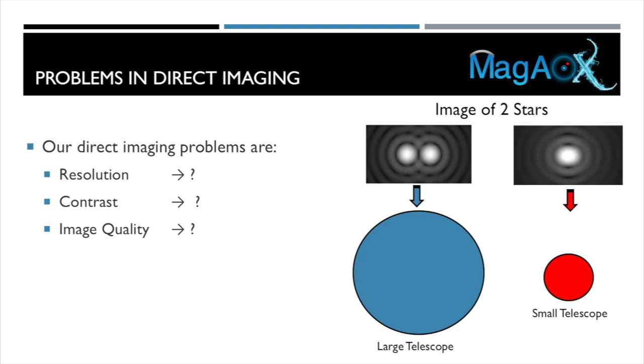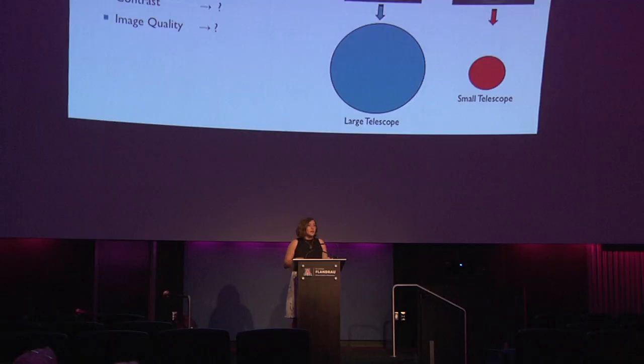So the resolution problem is just being able to get those separate pictures of the star and the planet. So on the left-hand side, on the top, you can see two circles, right? So this is like two stars. So with a large telescope, you're able to resolve both stars. But if you have too small of a telescope, you're not going to be able to resolve both stars, and it just looks like one star or this kind of blurry blob. And so we don't want that.